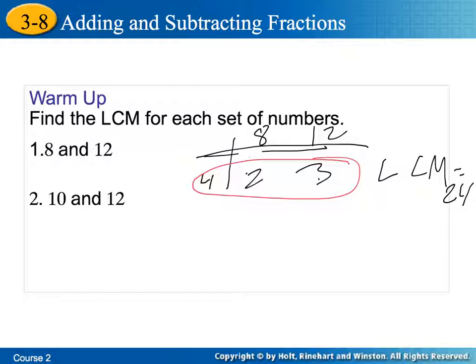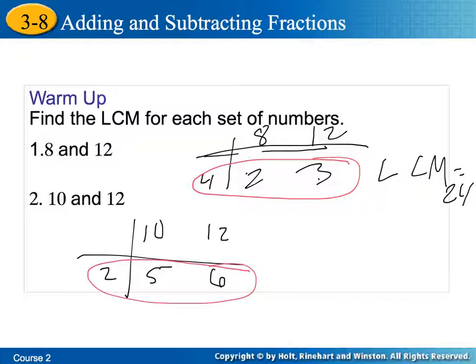Second one, 10 and 12. When I do this, I get 10, 12. Now, is there a number that goes into both 10 and 12? You betcha there is. It's going to be 2. 10 divided by 2 is 5. 12 divided by 2 is 6. Is there a number that goes into both 5 and 6? No, so we're done there. What we have to do is multiply these last ones. So 2 times 5 times 6. 2 times 5 is what? 10. 10 times 6, LCM equals 60.